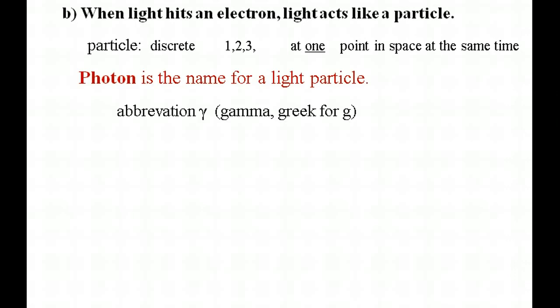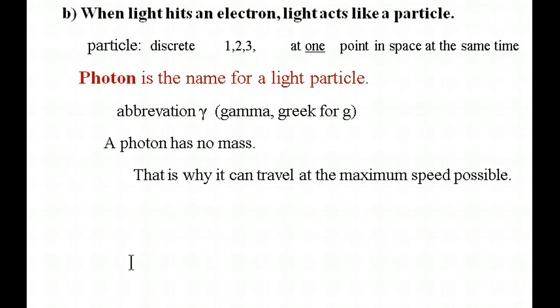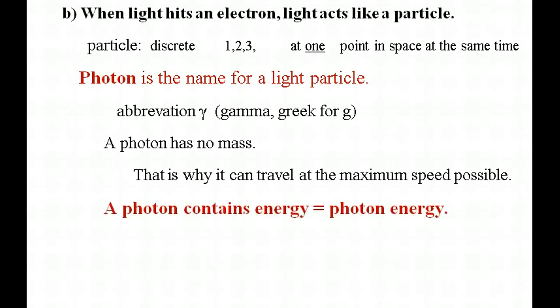Photon is the name for a light particle, and the abbreviation for photons is gamma. Gamma is Greek for the small g. A photon has no mass. That is why it can travel at the maximum speed possible. That is the speed of light, c. Nothing can travel faster than the speed of light, c. A photon contains energy.